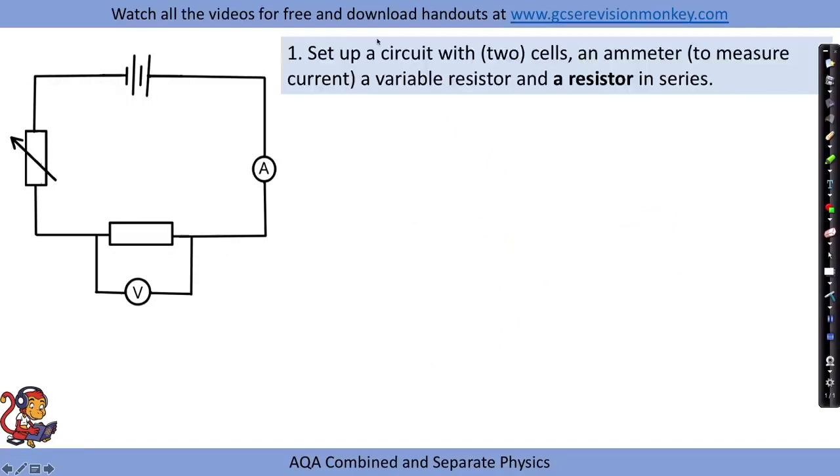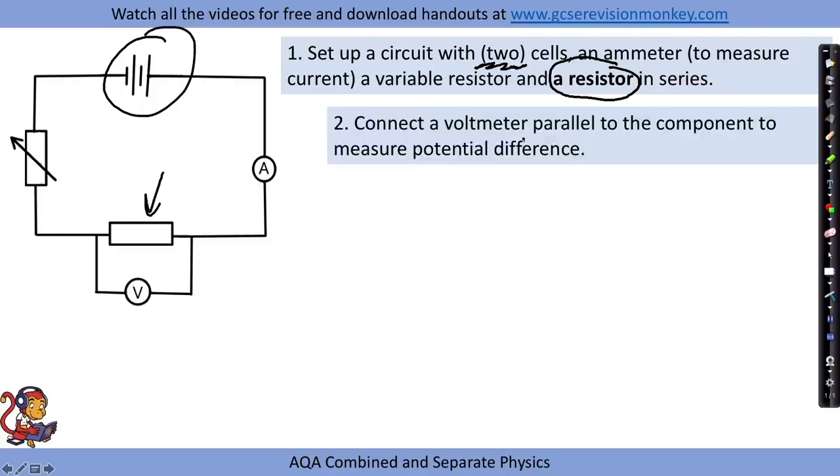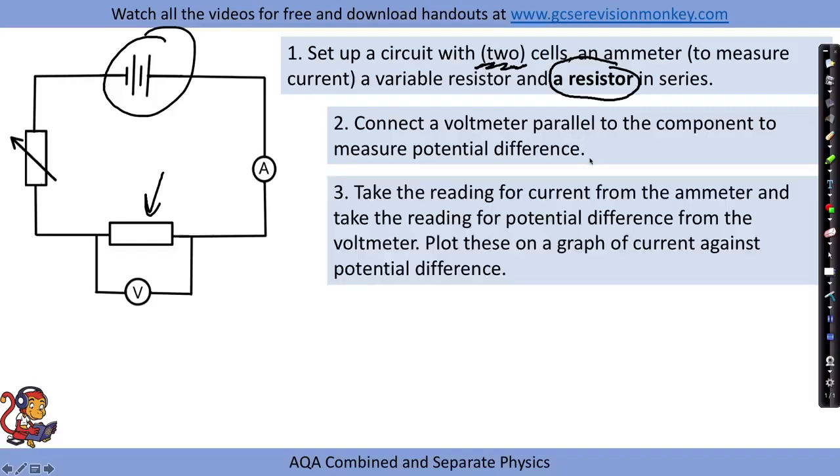To get there, what we need to do is set up the circuit. I've just suggested 2 cells. You might just put a battery in there or just 1 cell, it doesn't really matter. An ammeter to measure current and a variable resistor. And we're going to start off with a resistor in series. That's just the component that we're looking at. We then connect a voltmeter parallel to the component to measure potential difference.